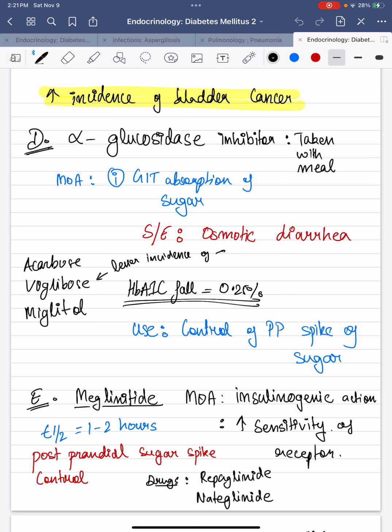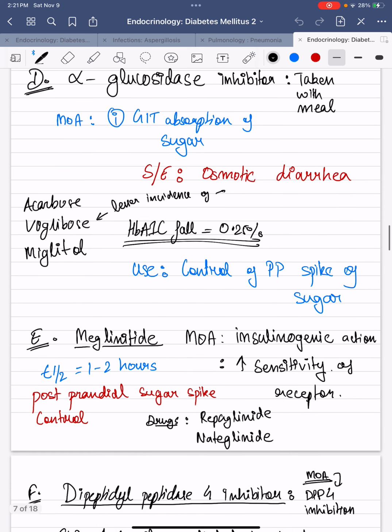glucosidase inhibitors is usually to control the postprandial spike of sugar. So in diabetic patients, the sugar level will be low, but after they have a meal, the sugar level will really spike up. So if after a meal you take an RBS, their blood levels will be like 300 plus. So to control that spike, they are given alpha glucosidase inhibitors, which they have to consume with the meal.